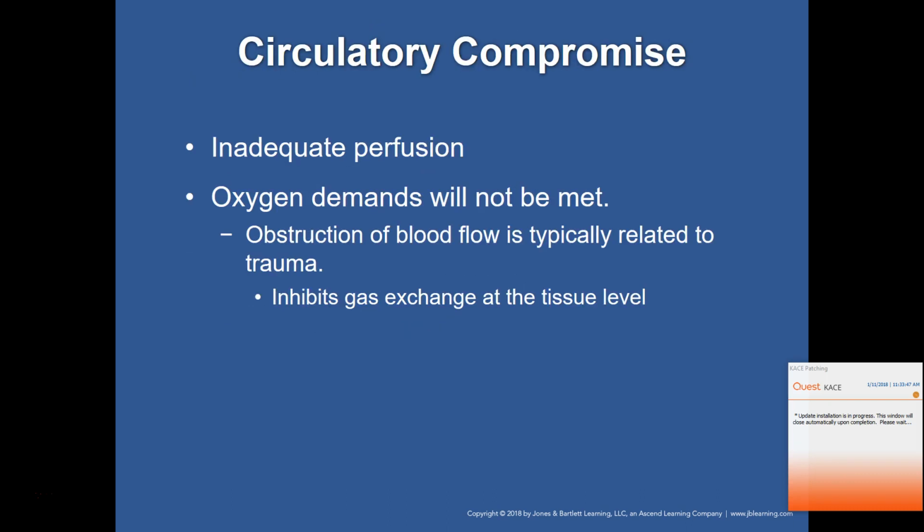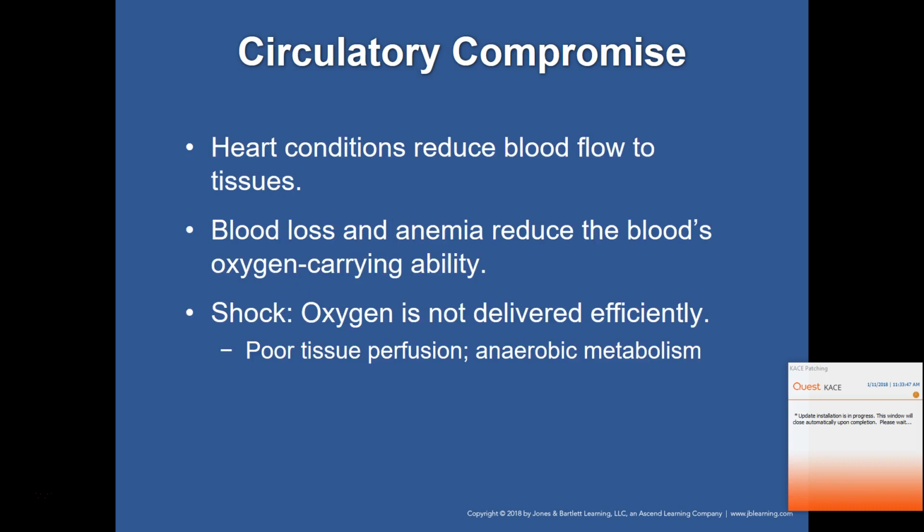Circulatory compromise. If we don't have a good pump moving blood around, we're not going to move enough cells past the surfaces of the lungs in order for that gas exchange to occur. And it will also inhibit it at the tissue level, at the cellular level, from that occurring as well. Any heart condition that reduces blood flow to the tissues, blood loss, of course, bleeding and blood loss either from anemia or some kind of traumatic event.